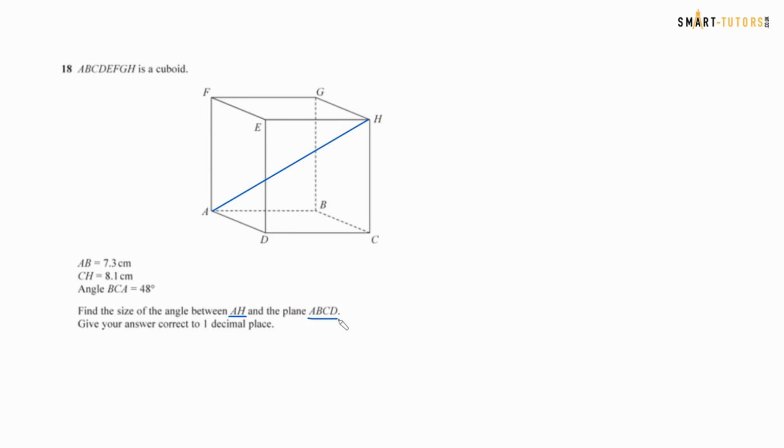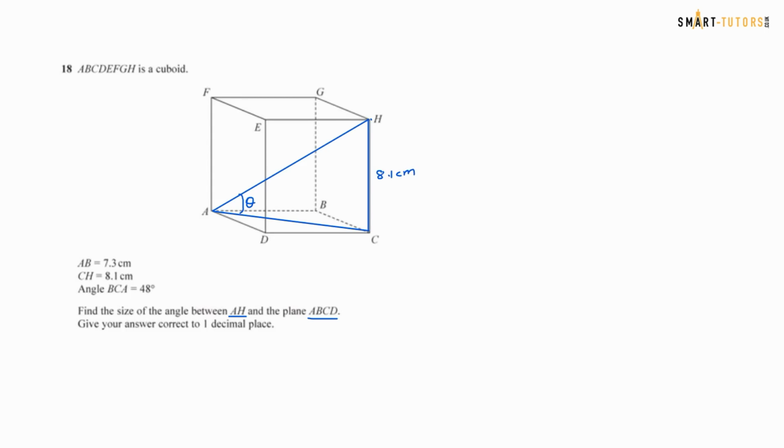So they're asking the angle between the line and the plane, meaning from the top. So HC, we know that is 8.1, and we need to find out this triangle. So this is the AC. Let me mark that clearly. This is the angle, I'm going to mark that as theta. That is the angle they are asking. So I know that CH is 8.1 centimeter.